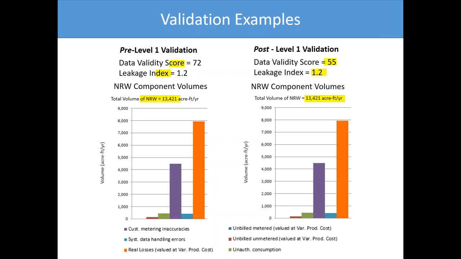data sources that we have. And because of that, we have to take this result of 1.2, that leakage index, these total volumes, we have to consider these in a slightly different light. We have to say, wow, there's probably more uncertainty. There may even be more gremlins at work behind the scenes.